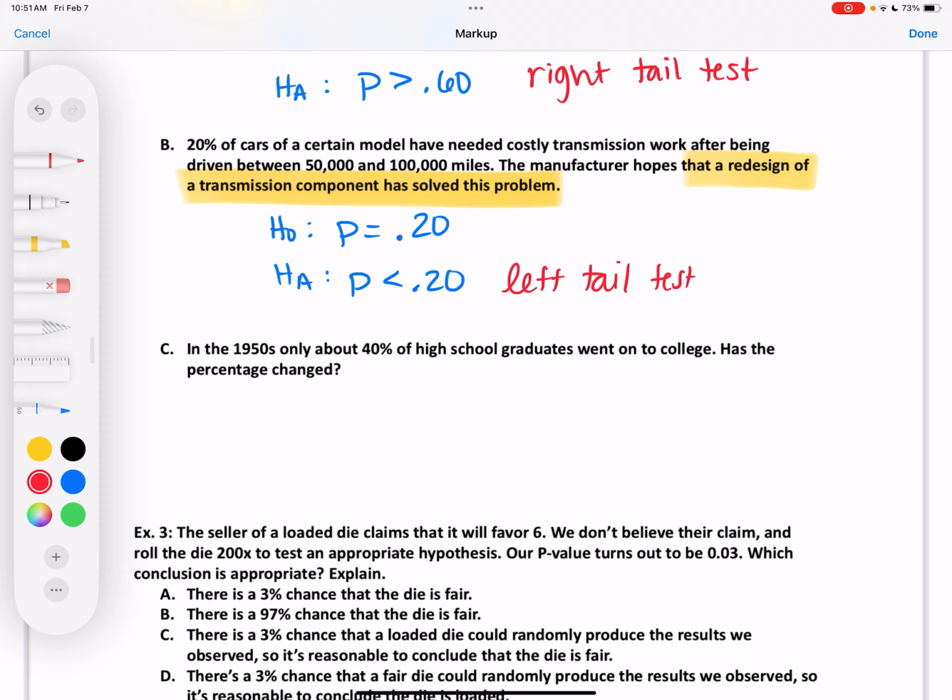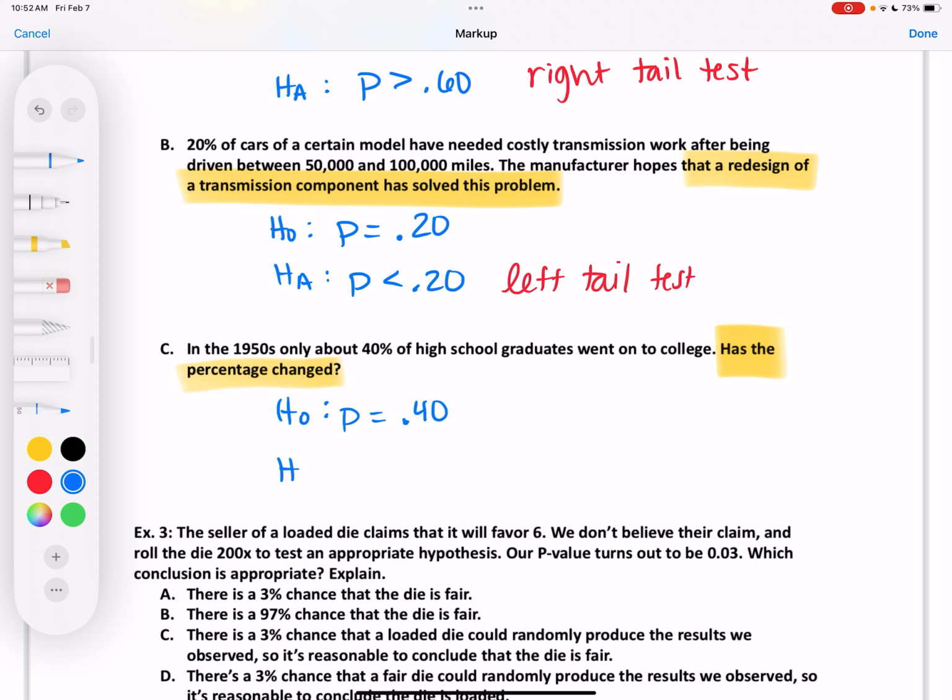All right, in the 1950s, only about 40% of high school graduates went on to college. Has the percentage changed? So what is our null? Oh, you're covering 50? What, 40? Yep. 0.40. Now, keywords here are, has this percentage changed?